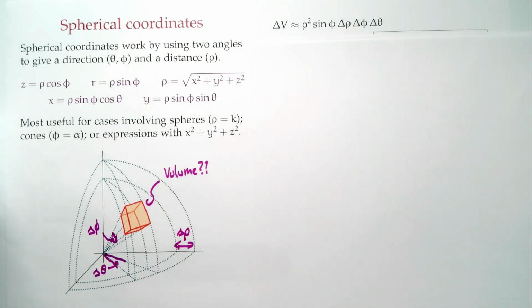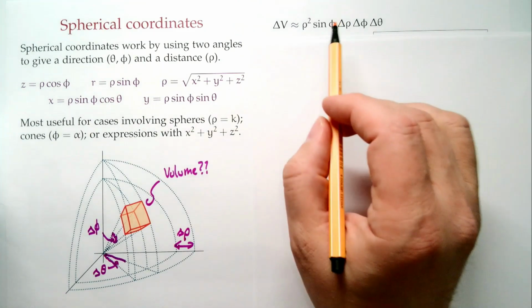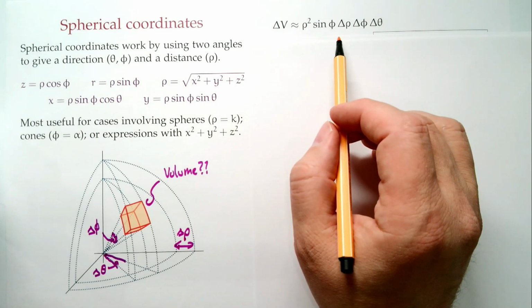Then there's this expression that kind of throws people off, that sine of phi. Does that make sense to be there? Well, think about the picture. So suppose phi was small. Then sine of phi would be small.